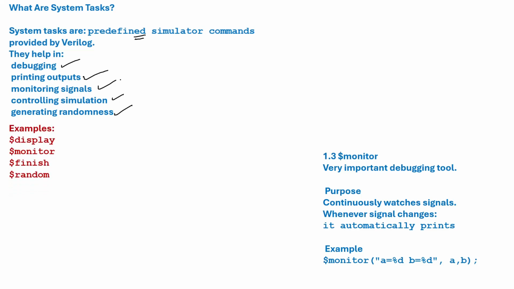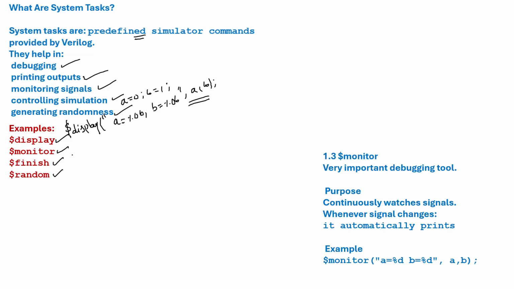And then examples: dollar display, dollar monitor, dollar finish, dollar random. Dollar display: wherever the updated value is added with dollar display, those values are displayed at the output side. Suppose a equal to 0, b equal to 1, I have given my stimulus. Then we write the dollar display statement: a equal to percent b, b equal to percent b, comma a comma b. For this instance only, these values will be printed. That is the use of dollar display.